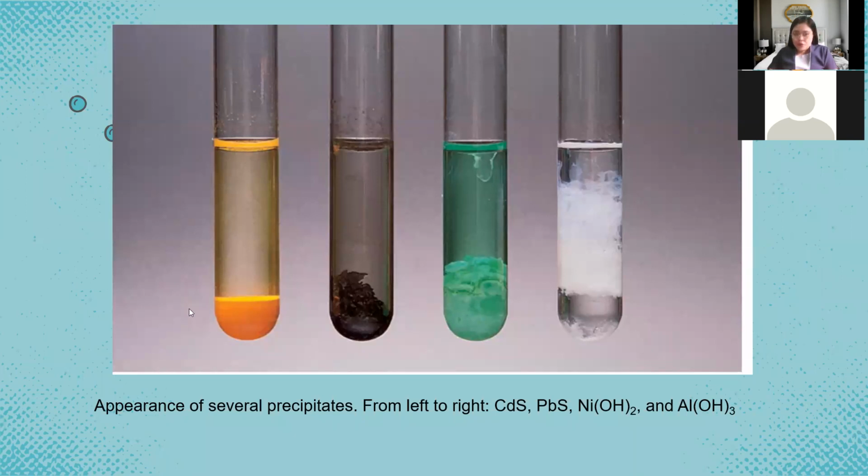So cadmium sulfide here. And then the black one is the lead sulfide. Lead and sulfide are both insoluble in water. So as you can see, you have a black colored precipitate there. And then the green one is our nickel hydroxide.